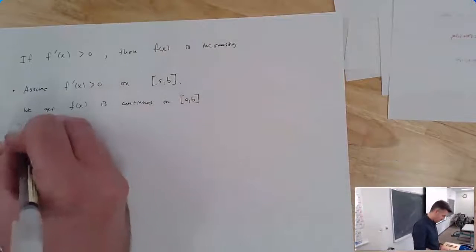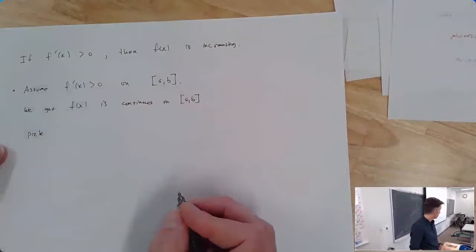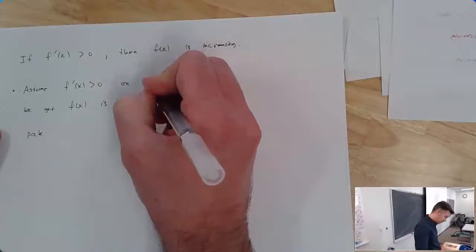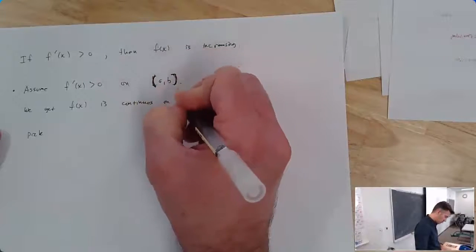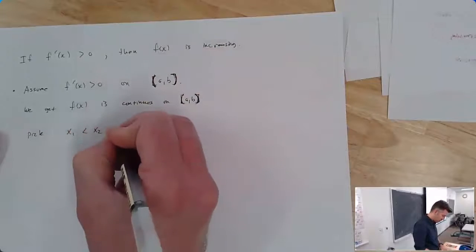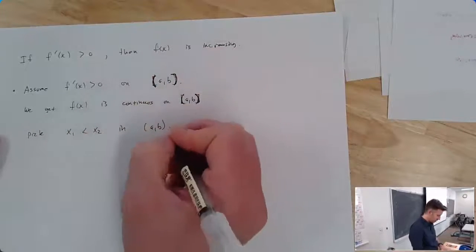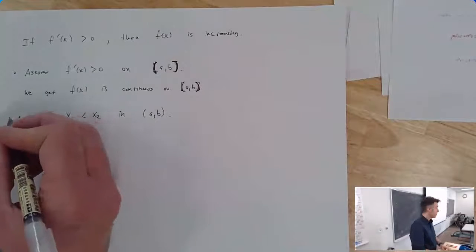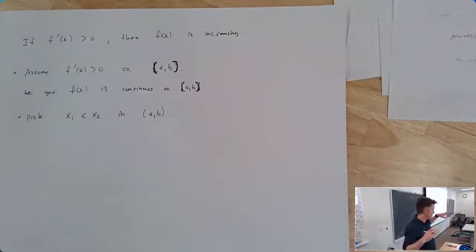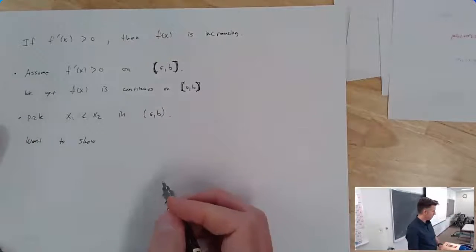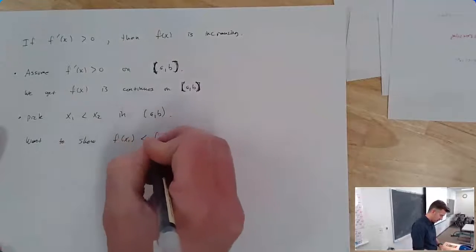So now what we're going to do is pick x1 and x2 in your interval from A to B. We might not actually get the endpoints here, which is fine. We're just going to assume that x1 is less than x2, because one of them is smaller than the other. Now, to show a function's increasing, you have to show that the y values get bigger from left to right. So what we want to show is that no matter what x1 and x2 we pick, f of x1 is less than f of x2.